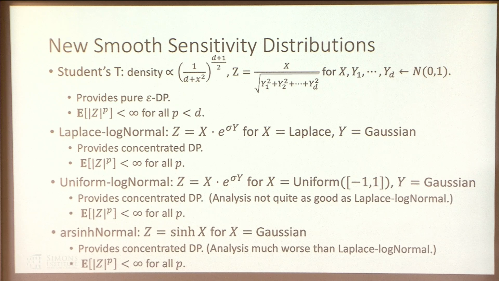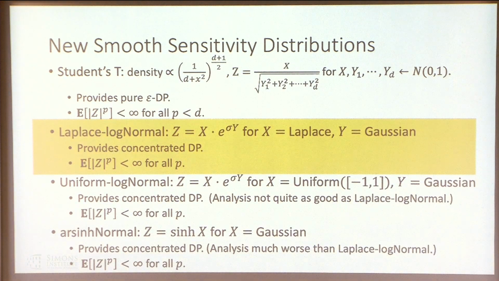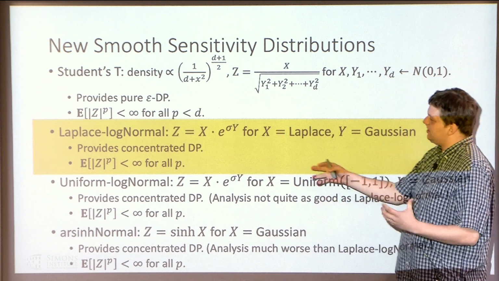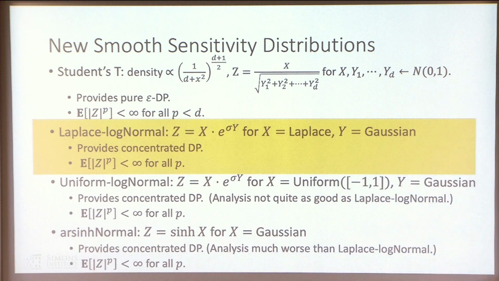Okay, so these are three new distributions. I think that's cool. The one that I want to highlight is this Laplace-logNormal distribution. This seems to be the one that works cleanest of the things we've tried. And I think it's also very natural because, as the sigma parameter goes to 0, you just get a Laplace distribution, which is something we know and love.